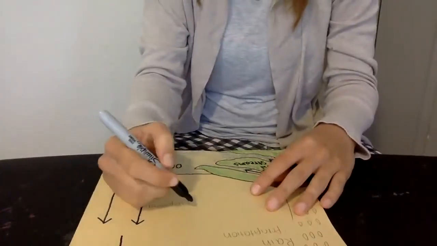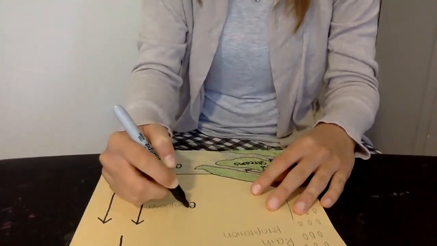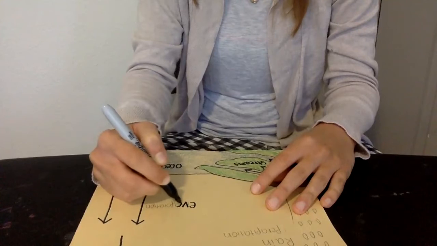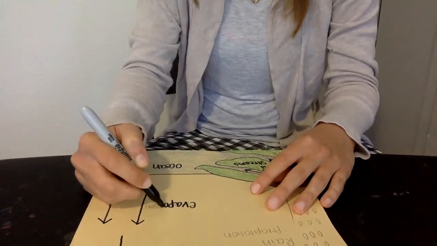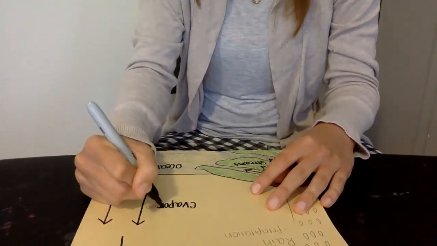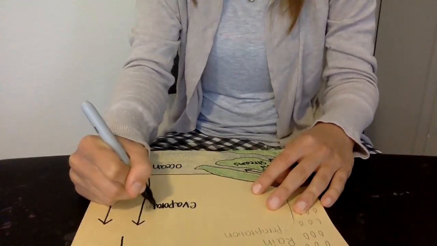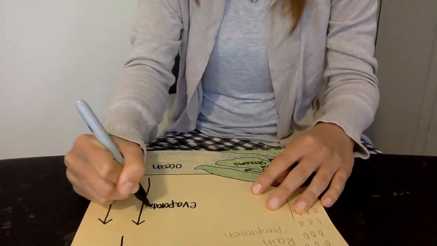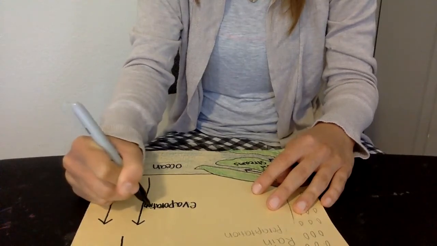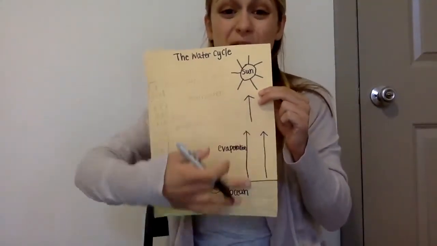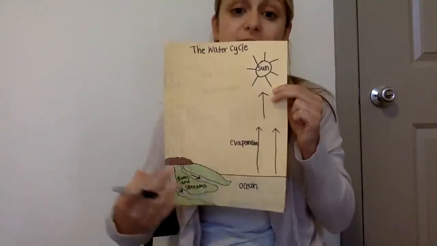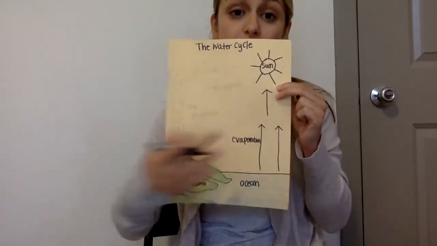Help me spell evaporation. E-V-A-P-O-R-A-T-I-O-N. And Ms. Navarro got kind of too close to her arrows there, so make sure you leave enough room. But these arrows are to show evaporation. So let me scoop this up. So we have our sun that heats up and has the ocean water evaporate up into the sky. So we have got evaporation labeled right here.